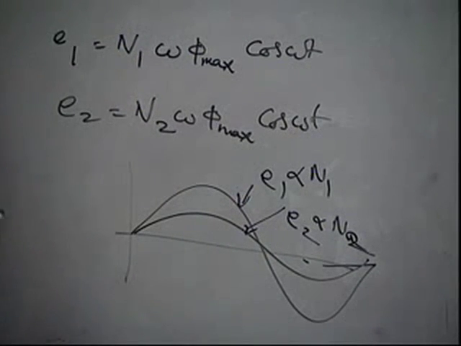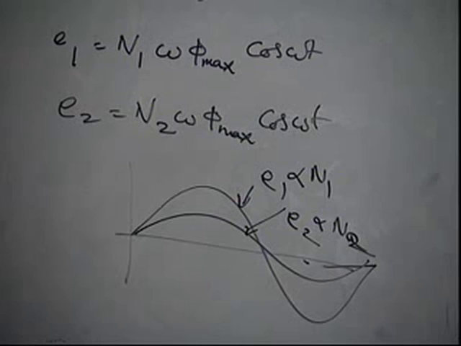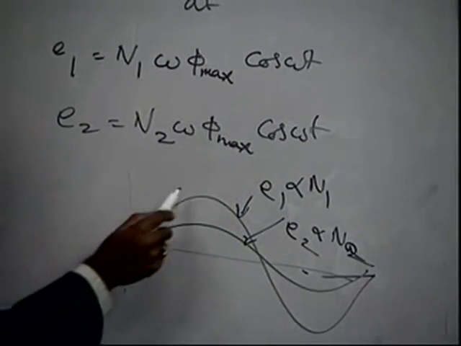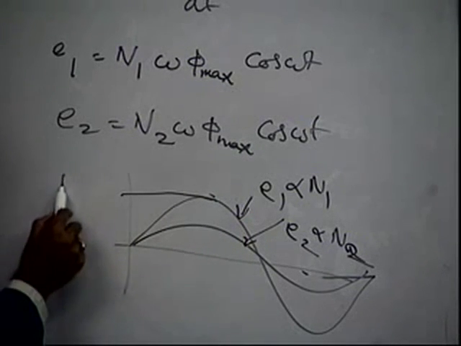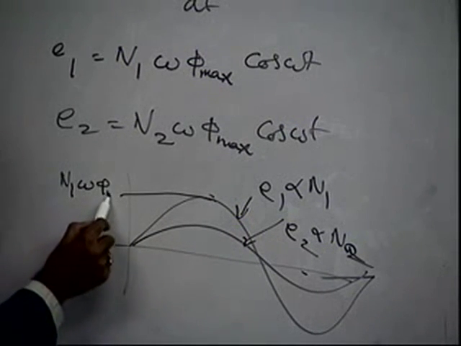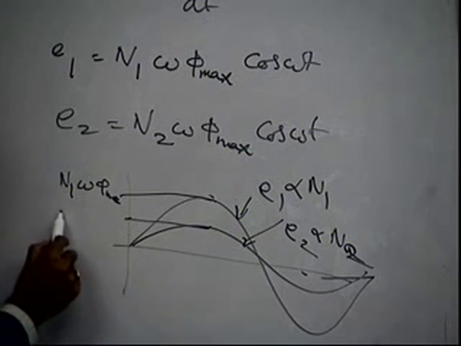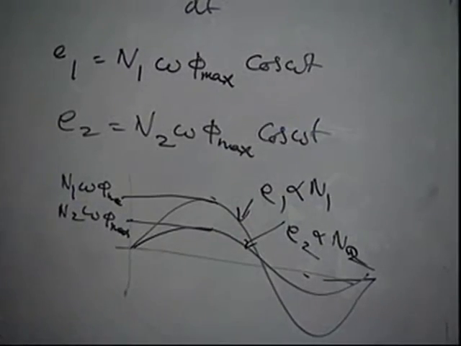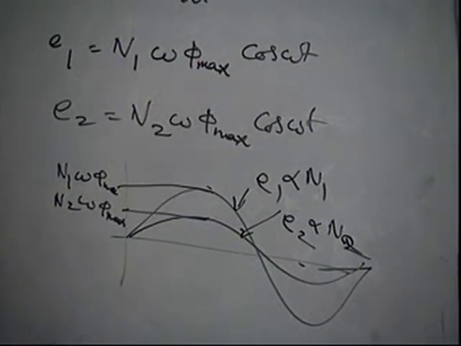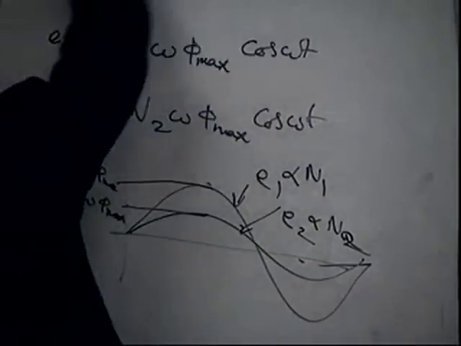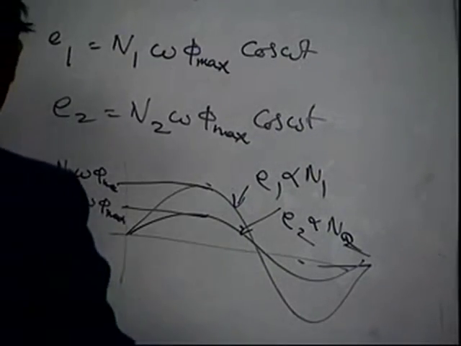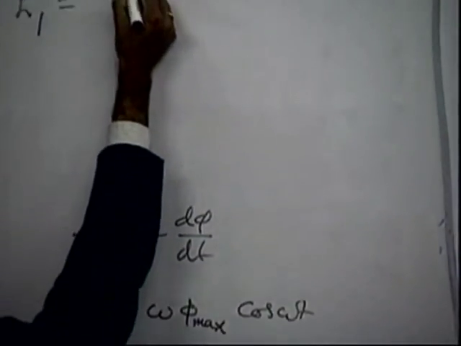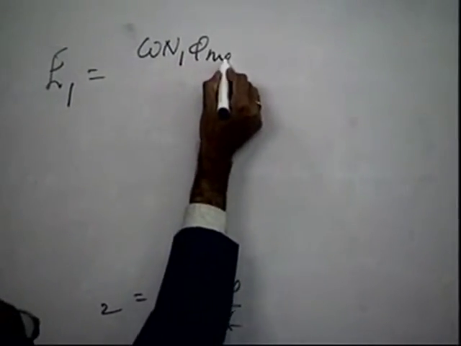Okay, they are in phase. According to this, the peak values are N1 omega phi max and N2 omega phi max. Okay? And what is the RMS value? We have E1 RMS, which will be omega N1 phi max by root 2.